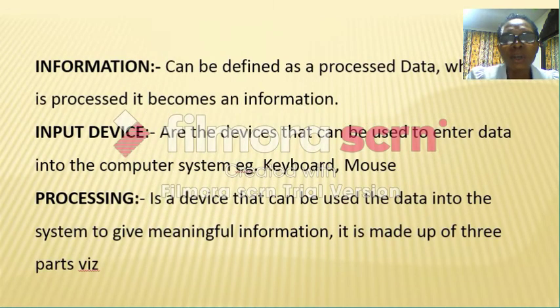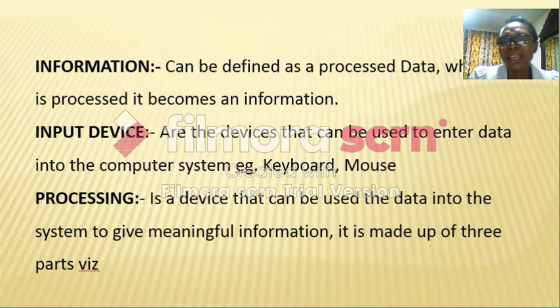Now we go on to information. Information can be defined as processed data. When data is processed, it becomes information. Why is it called information? Because it has been worked upon. It has been given out. Now you can access it.